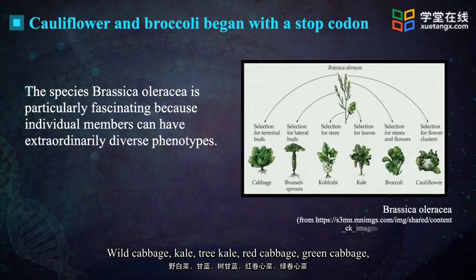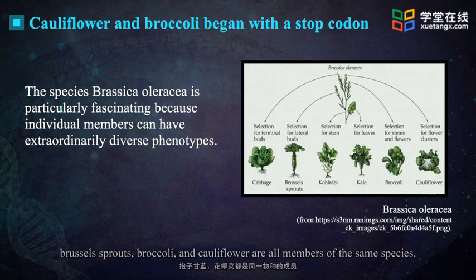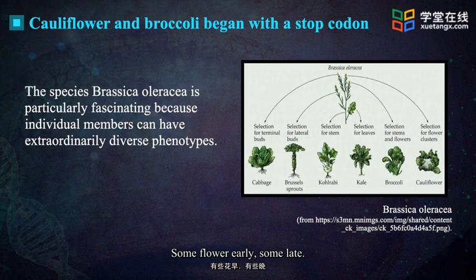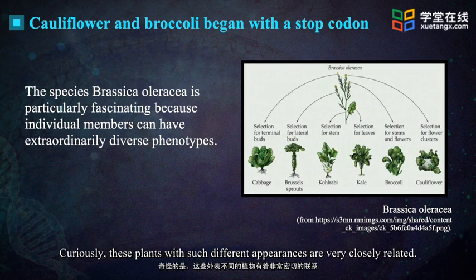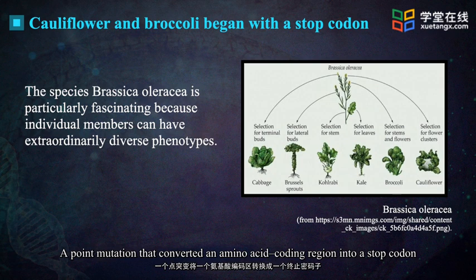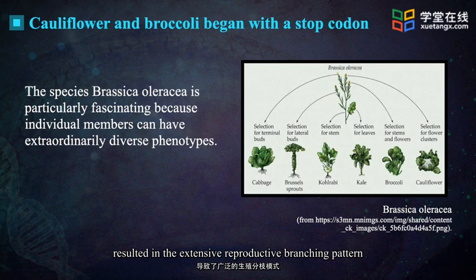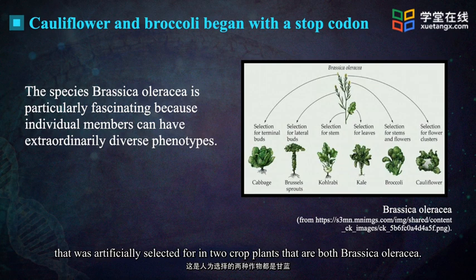Wild cabbage, kale, tree kale, red cabbage, green cabbage, Brussels sprouts, broccoli and cauliflower are all members of the same species. Some flower early, some late. Curiously, these plants with such different appearances are very closely related. A point mutation that converted an amino acid coding region into a stop codon resulted in the extensive reproductive branching pattern that was artificially selected for in 2 crop plants that are both Brassica oleracea.